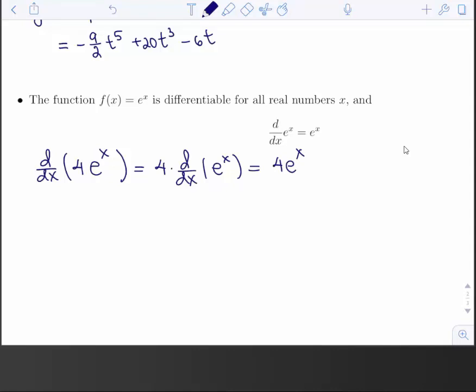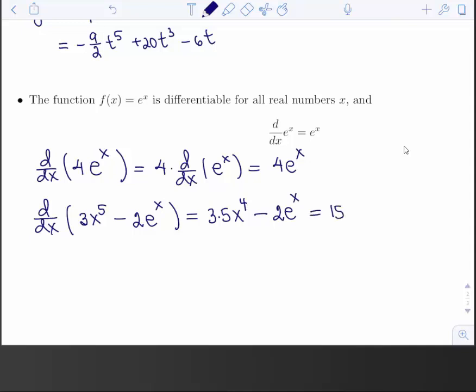Okay? Let's say we have something like this: 3x^5 minus 2e^x. This would be 3 times 5, x to the 4th, minus the derivative of e^x, which is e^x, so minus 2 times e^x. So that gives us 15x^4 minus 2e^x.